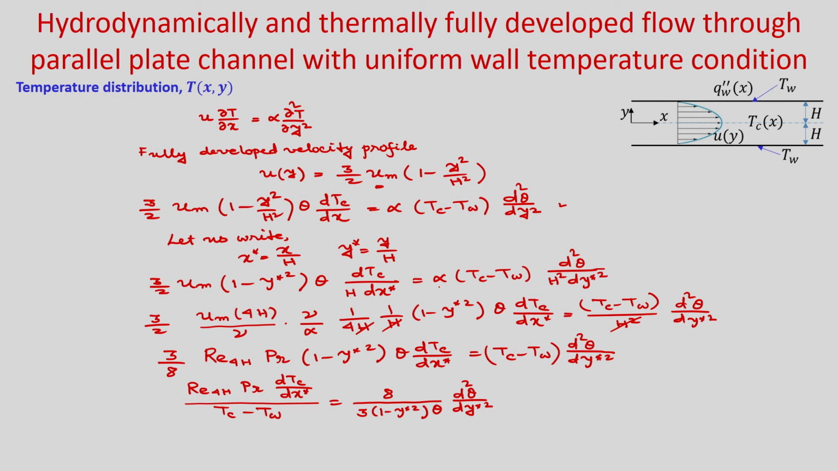Now, you see the left hand side. T_c is a function of x only, T_w is constant, Reynolds number is constant, Prandtl number is constant, and also dT_c/dx* is a function of x only. So the left hand side is a function of x only. Now, if you consider the right hand side, θ is a function of y only, and also d²θ/dy² is a function of y only. So the right hand side is a function of y only. So we have separated the variables: left hand side is a function of x only, right hand side is a function of y only. So this should be equal to some constant.